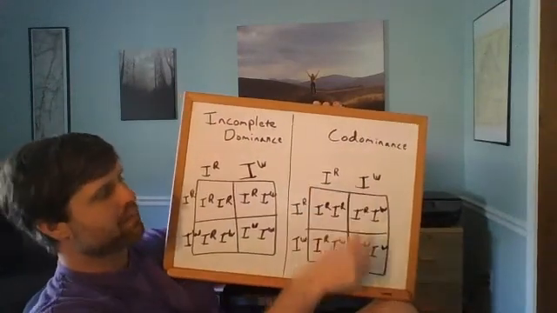And I'm using these capital letters to help indicate that it is a dominant trait. If I was to use lowercase i's, that would mean it would be a recessive trait. But with incomplete dominance and codominance, they don't have a recessive trait unless it is a special case.